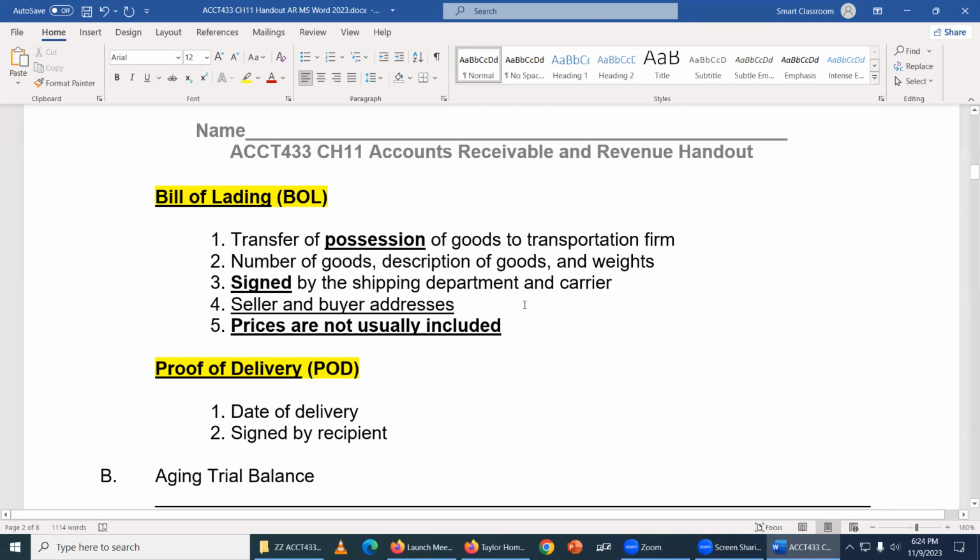Now, here's the important thing about it. It's an agreement with a third party. So you can actually go ask this third party, I want to see the bill of lading, and check to see if there actually is one. And that's going to become important, and I'll tell you why in a second, when we talk about what's the best evidence.